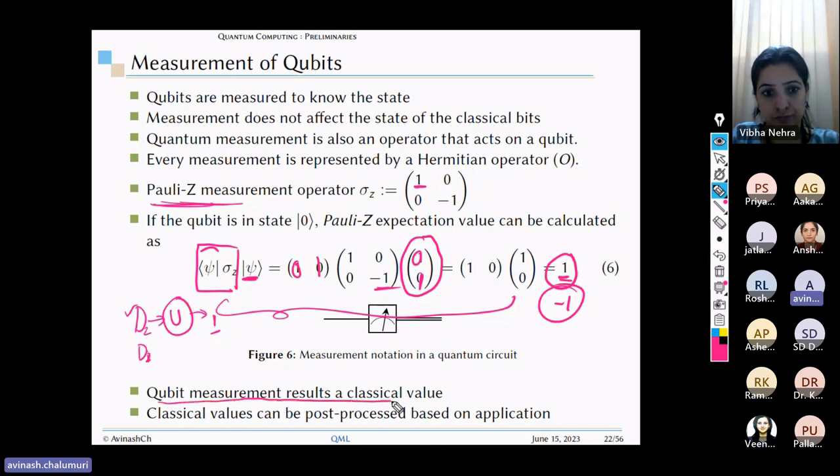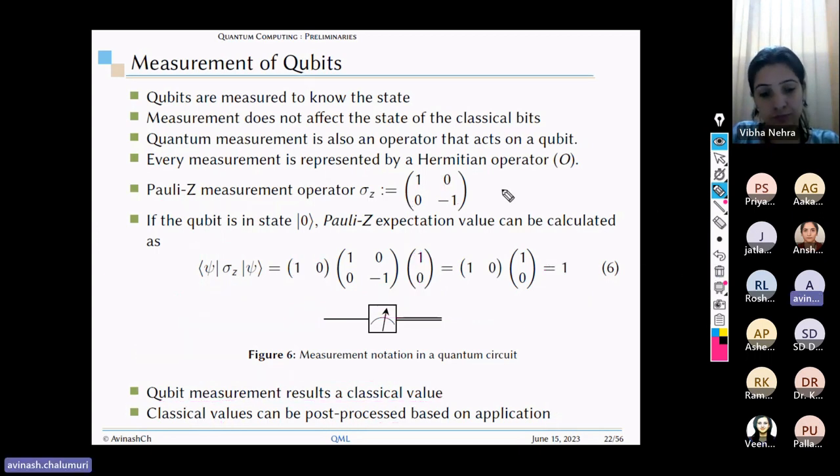Quantum measurements result in a classical value, and these classical values can be post-processed based on the application. I can directly use this 1 and -1 if I can make the unitary that way. If not, the advantage of Pauli-Z measurement is that if the state is not one of the strict basis states like ket 0 or ket 1, you will get some value between 1 and -1. Even that value can be used, and we can post-process that particular value, right?